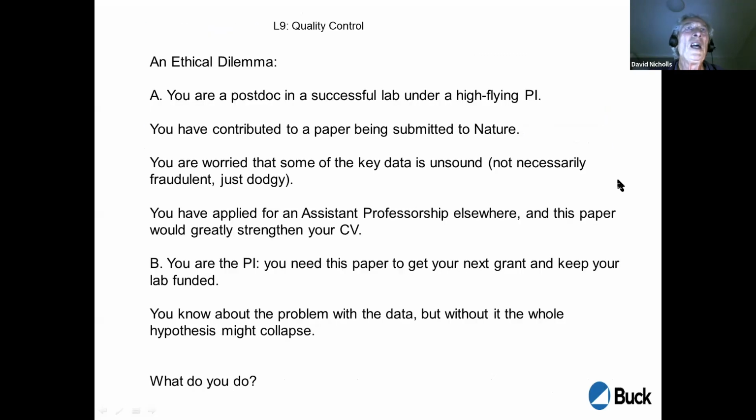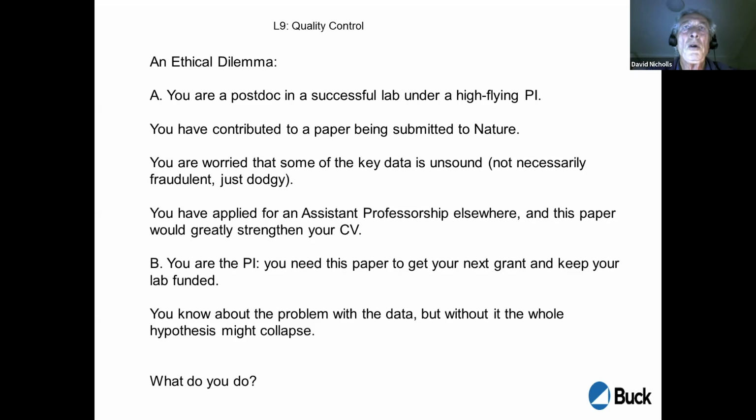So let's imagine a situation how this can occur. You're one of those 30 postdocs. It's a successful lab. You're publishing in Nature. You're worried that some of the data is unsound. It's really like supporting the current US administration. You know that it's wrong, but it's in your benefit to support it. And you've just applied for an assistant professorship. And if you have this paper in Nature, your CV will be so strong you can say, I have a paper in Nature, or rather 1/30th of a paper in Nature because there are 30 authors.